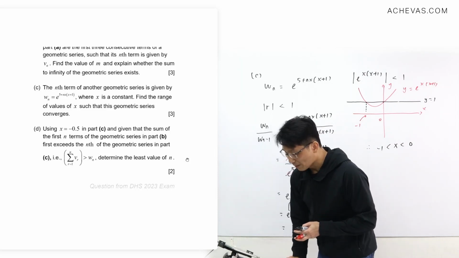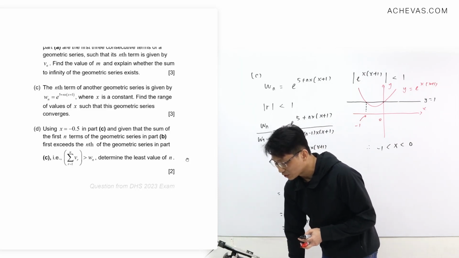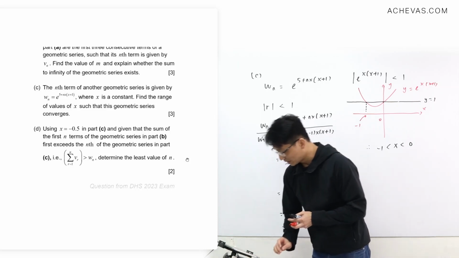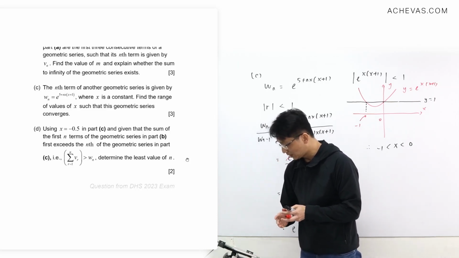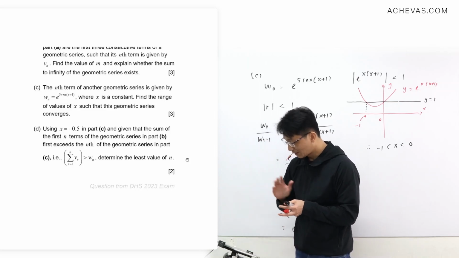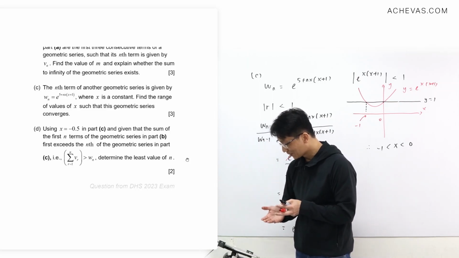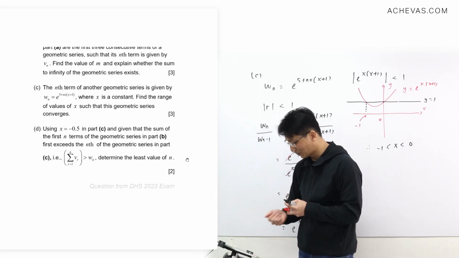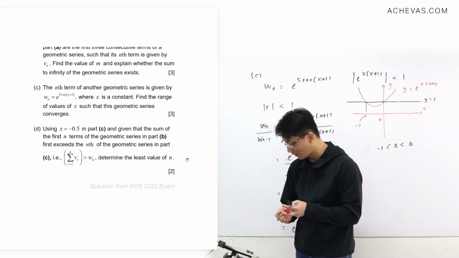Okay, now let's look at part D of this question. Part D says that using x equal to minus 0.5 in part C, and given that the sum of the first n terms of the GP in part B first exceeds the nth term of the GP in part C, given by this expression, determine the least value of n.